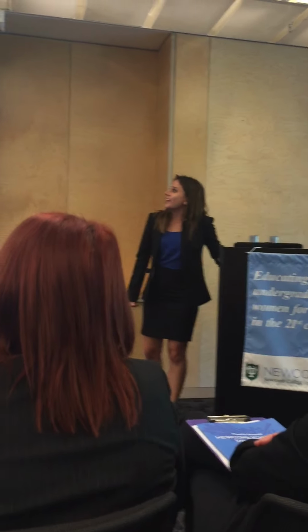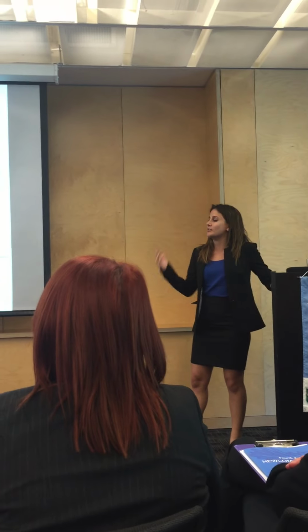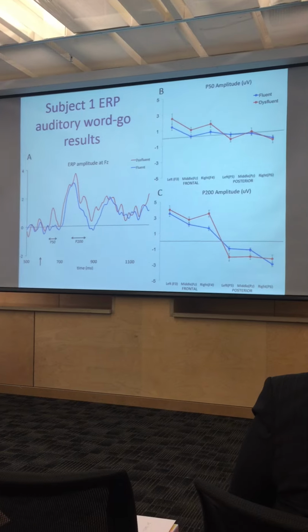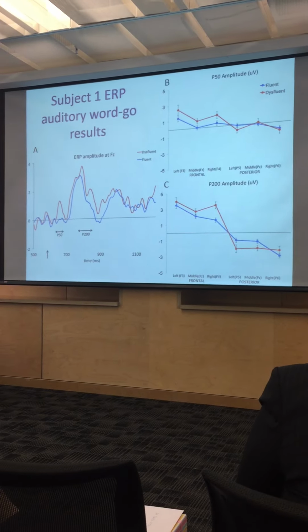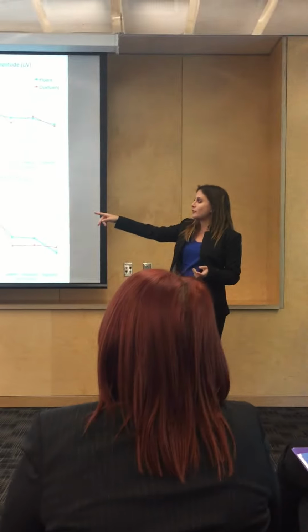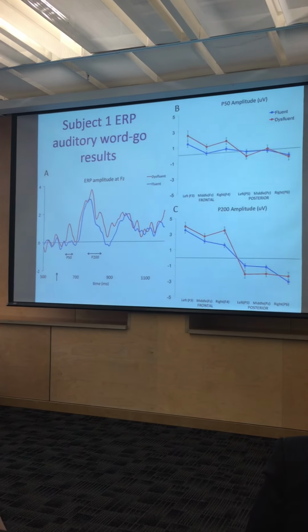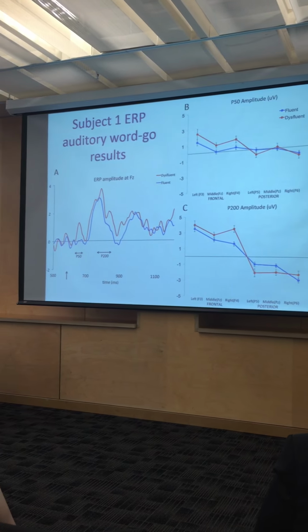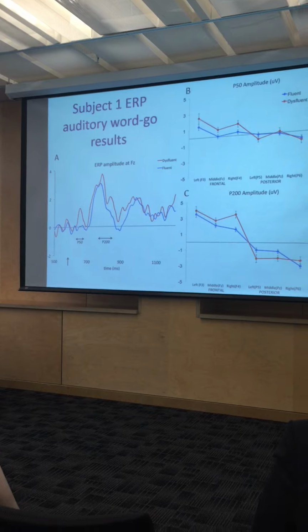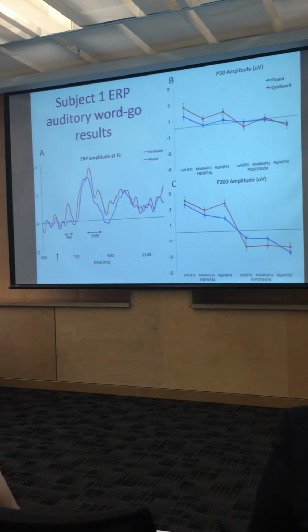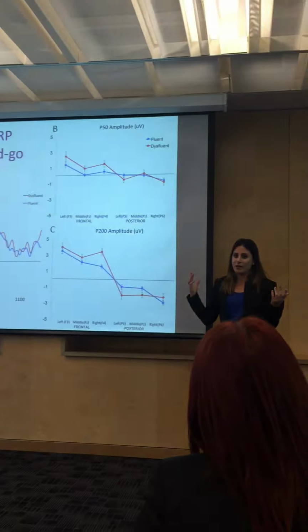I'm going to go by each subject because there are only 3. Our first subject was the only subject to have significant results with this auditory word go cue and the auditory ERP. You can see big differences between the trials in the P50 and the positive P200. And then these graphs just show it across all the electrodes in the brain.